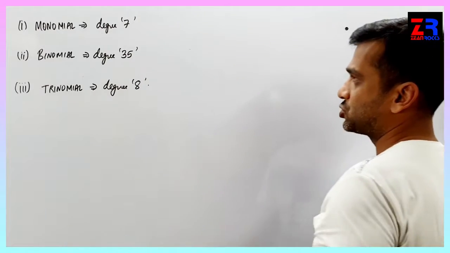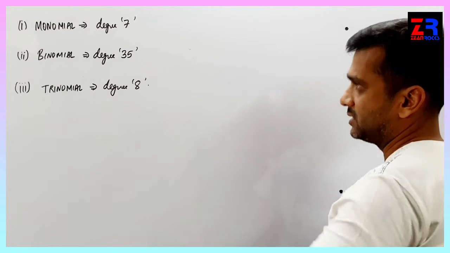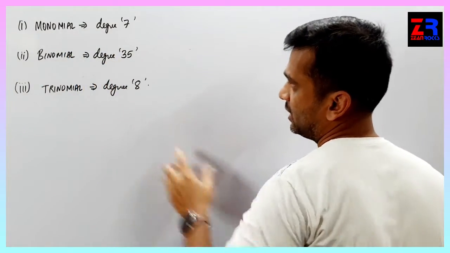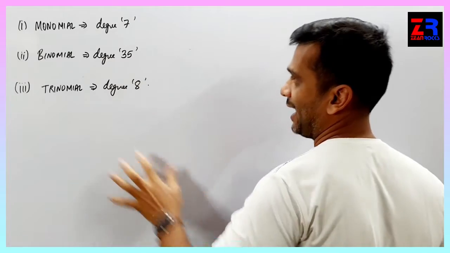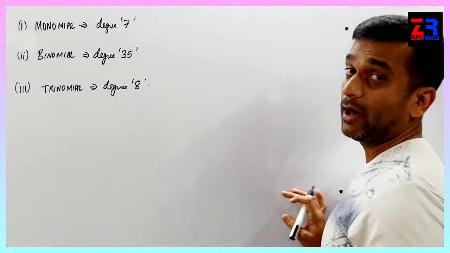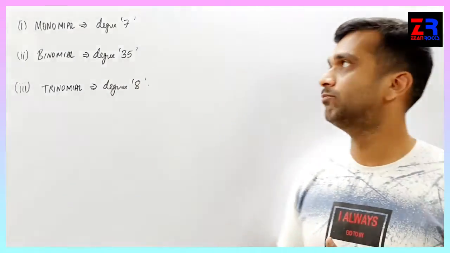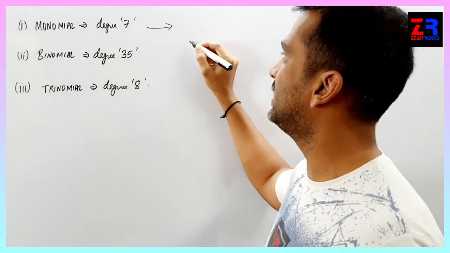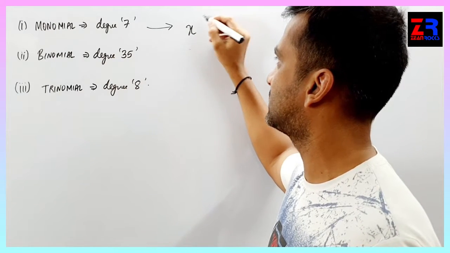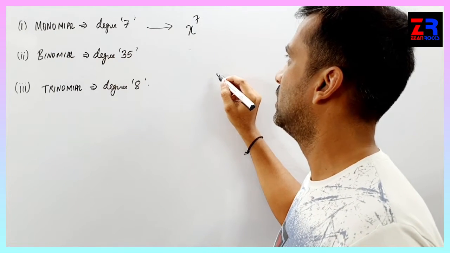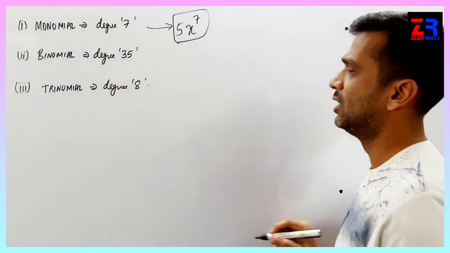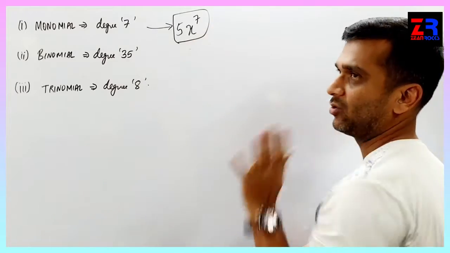The next question is we are supposed to write the polynomials. We are supposed to write the monomial with degree 7, binomial with degree 35, and trinomial with degree 8. Now monomial with degree 7, that means single term लिखना है लेकिन degree 7 लिखना है। तो suppose the variable is x raised to 7. This is a monomial. तुम लोग बोलेंगे सर 5x raised to 7 करो, चलेगा। This is also monomial. कुछ भी कर सकते हैं, बट वेरिएबल की डिग्री 7 होना चाहिए। बराबर है?